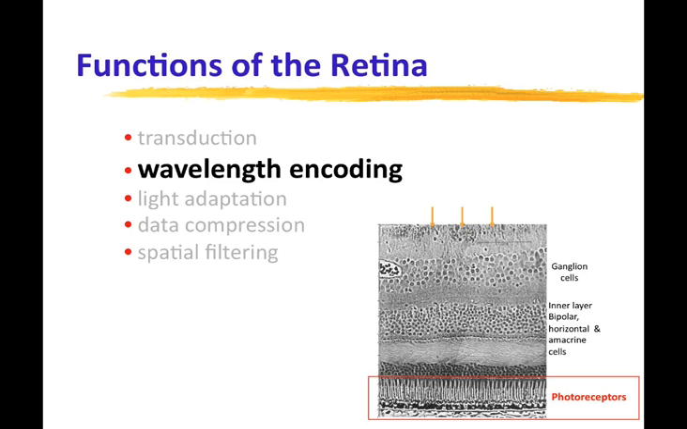So one function of the retina is transduction. The second function of the retina is wavelength encoding. And again, this wavelength encoding is still happening in our photoreceptor layer. What do I mean by wavelength encoding, and how do my photoreceptors encode wavelengths? And you also might ask yourself, wavelengths of what?